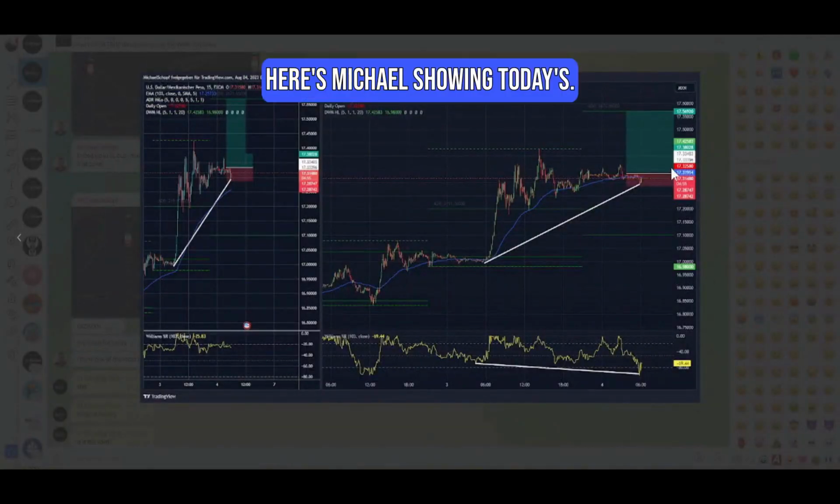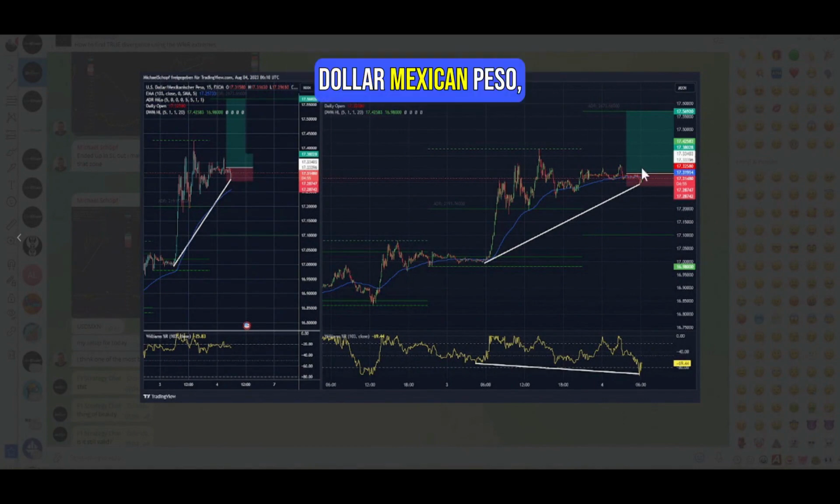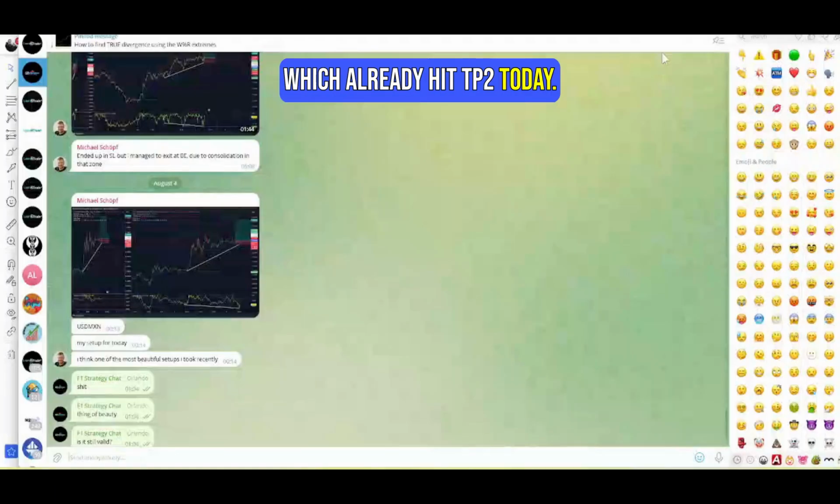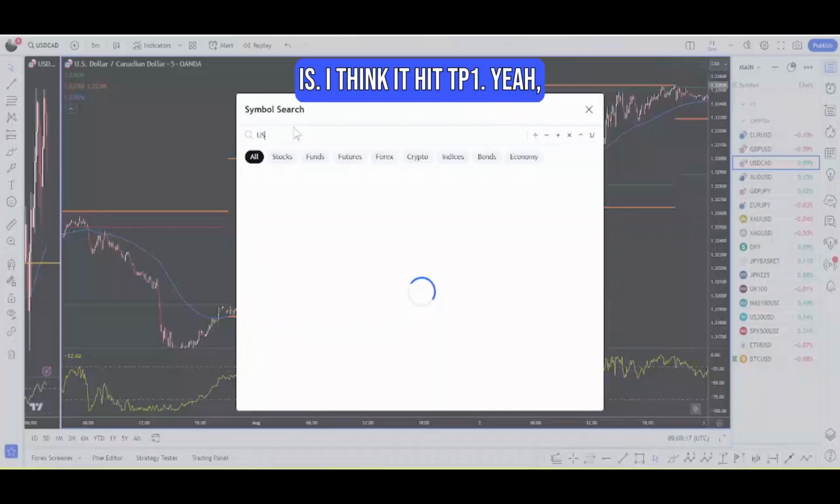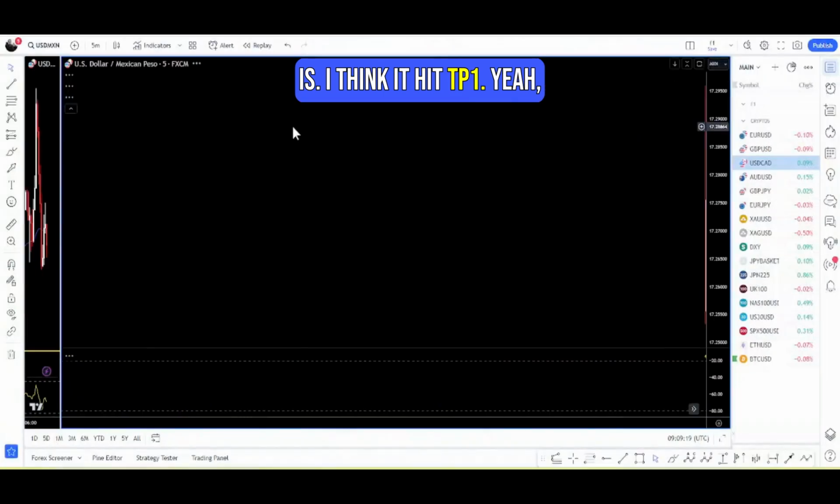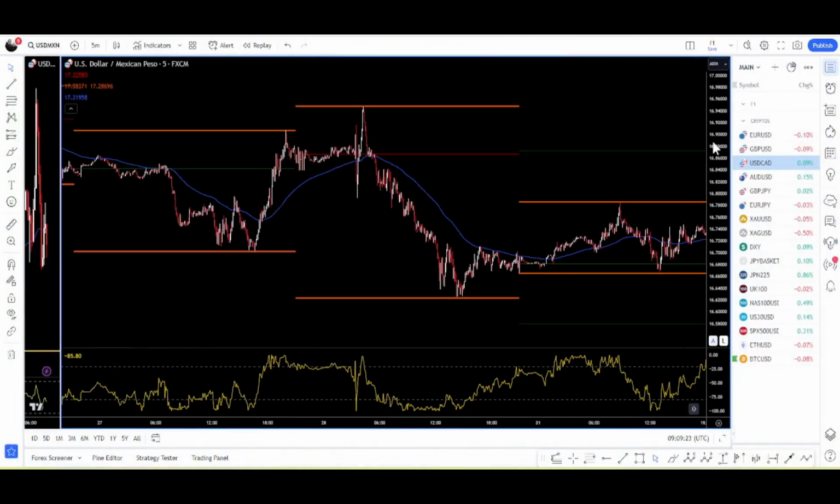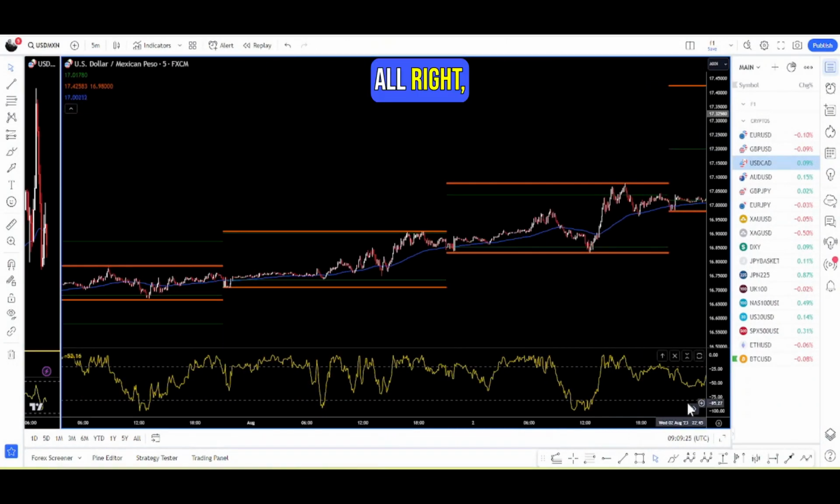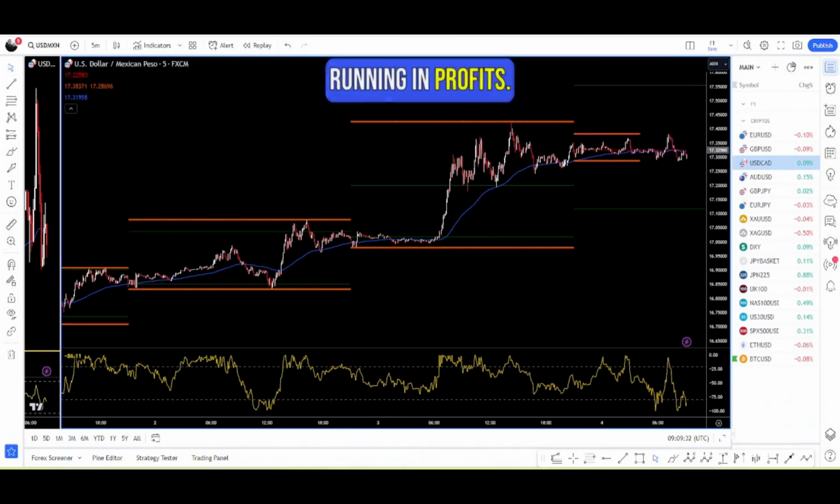Here's Michael showing today's beautiful setup on the US dollar Mexican peso, which already hit TP2 today. So let's see where it is. I think it hit TP1. Yeah, it hit TP1 and still running in profits.